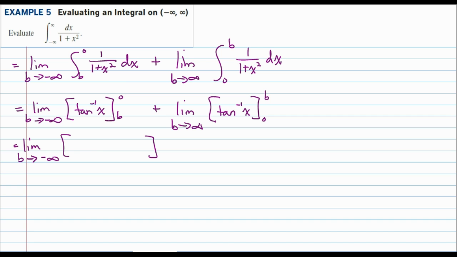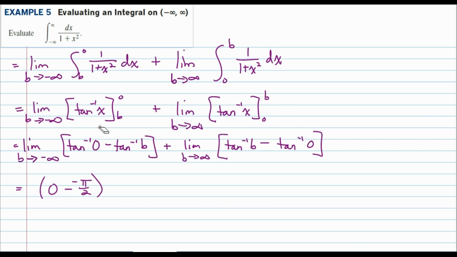Fundamental theorem of calculus, part 2. Plug in 0, subtract plugging in b. The second part over here, I'm going to plug in b and then subtract plugging in 0. Now the inverse tangent of 0 is 0.